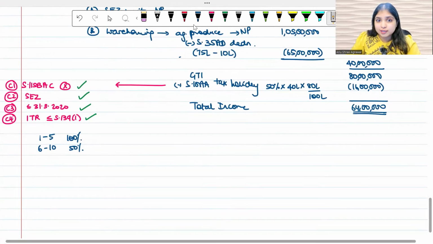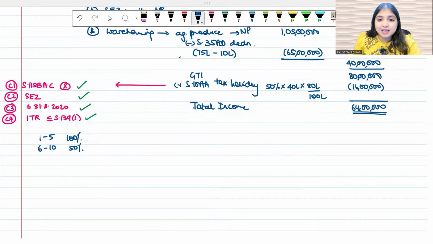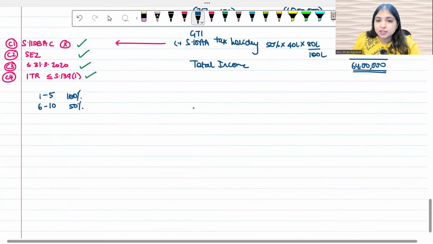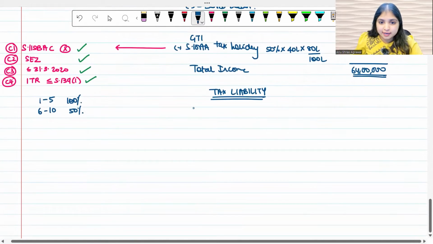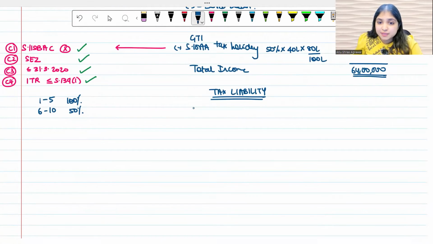Now, on this total income, what's going to be the tax liability of the assessee? This was a total income calculation. Now, let's do the tax liability calculation. Guys, does my assessee have any special rate income? No. The 64 lakh is all fully normal rate income only. So my assessee's total income is 64 lakhs.